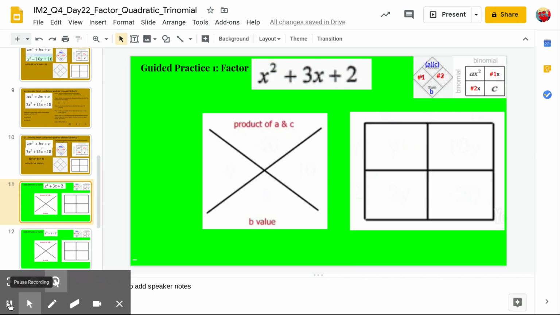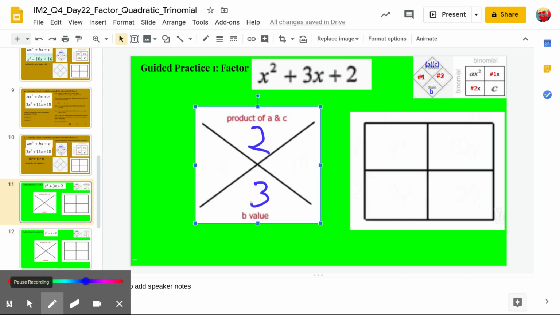Let's do 6 guided practice problems. I'm going to have you responding to my questions as we go through these problems together. So we're going to factor x squared plus 3x plus 2. The first thing I would like you to do is tell me what is AC and what is B for our diamond. So AC is 1 times 2 is 2, and our B value is positive 3.